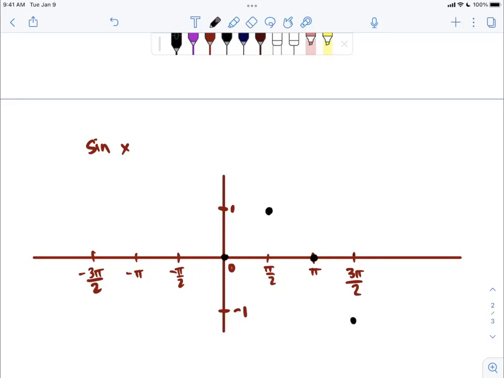And the same pattern continues on the left. So it also takes this minimum at negative pi over 2. Then at negative pi, it's 0. And at negative 3 pi over 2, it's going to be maximal at 1. So basically this graph is a wave that looks like this.